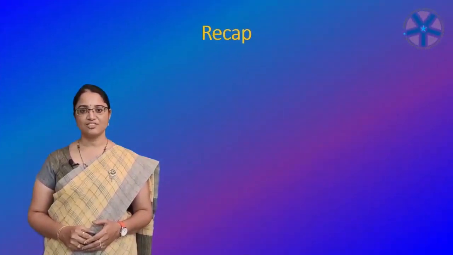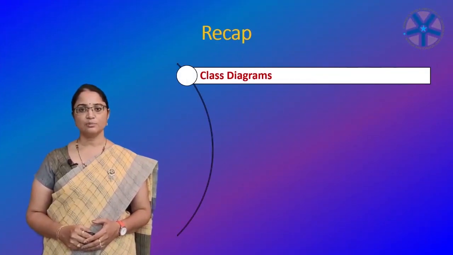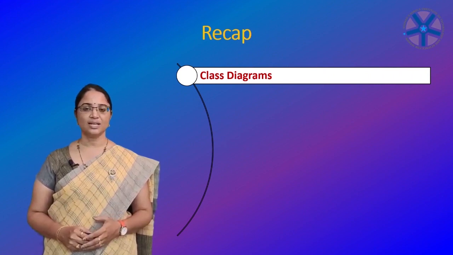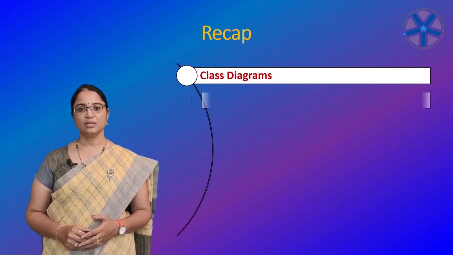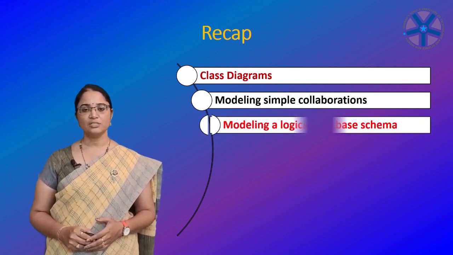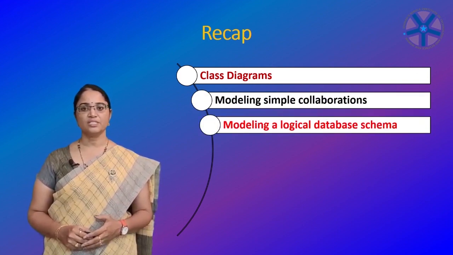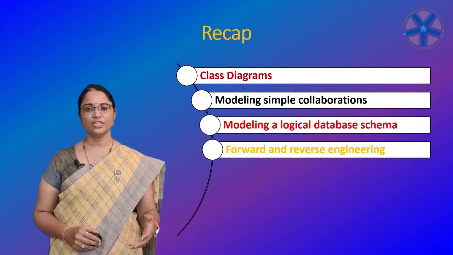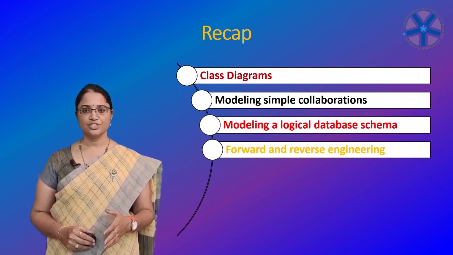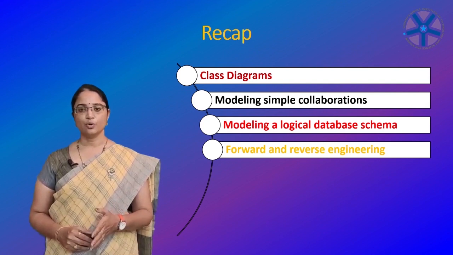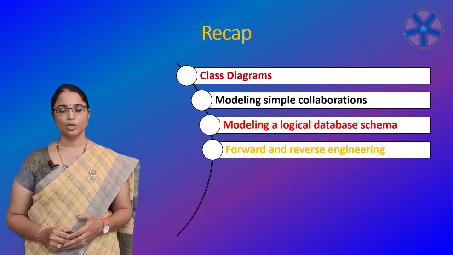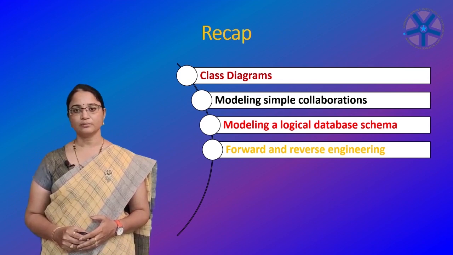Next, we have seen the class diagrams. In the class diagrams, we have seen what is a class diagram, and in the common modeling techniques, we have seen how to model simple collaborations, how to model the logical database schema, and what is forward engineering, and what is reverse engineering, how our tools are supporting, and whether our code is supporting or not for the model which we have generated.